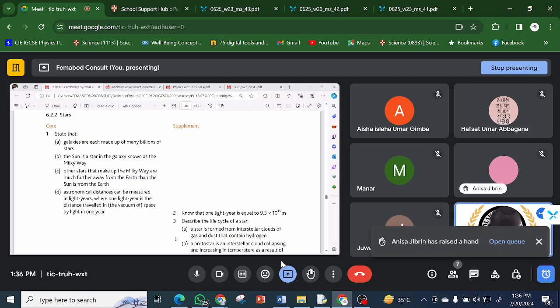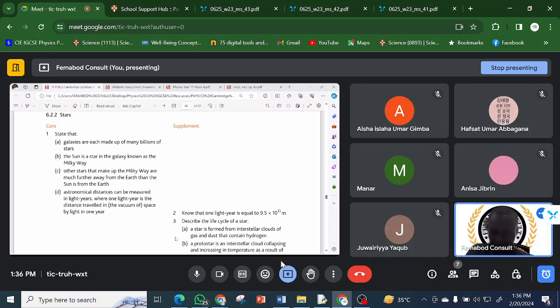Who is good? Anissa, do that quickly. 1 light year is equal to 9.5 times 10 raised to the power of 15 meters. Yes, 15 meters. Very good.